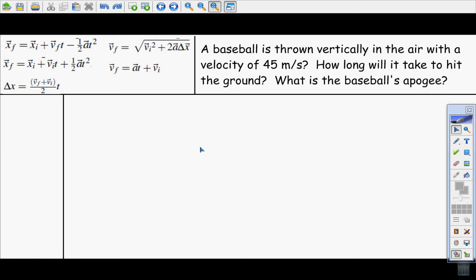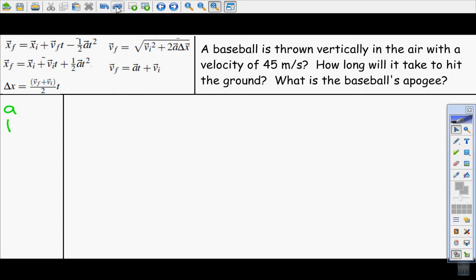A baseball is thrown vertically in the air with a velocity of 45 meters per second. That's not a question, that's what's going on. How long will it take to hit the ground? What is the baseball's apogee? Okay, so first thing we're going to do is list our variables.